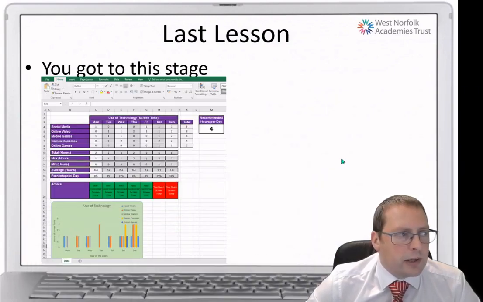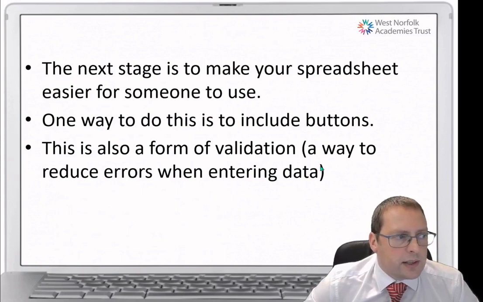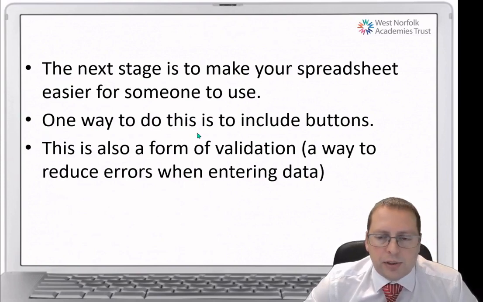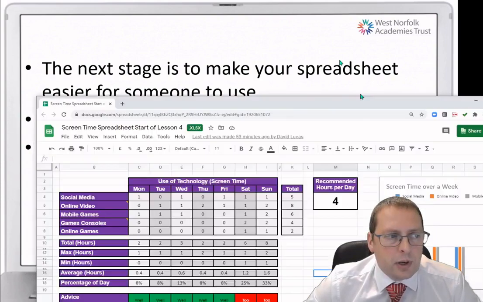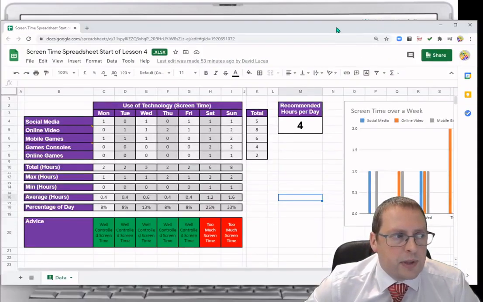The next step we're looking at is adding in some buttons to make it easier to use and easier to operate. As well as that, we're going to use some buttons to make a form of validation. Now, validation is a way that you can reduce errors happening in your code, happening in your spreadsheet, and therefore less chance of the information that we're given being wrong. So we're going to go back and add some validation.